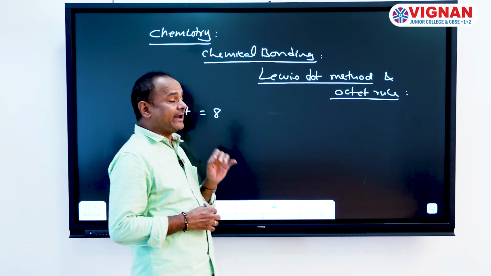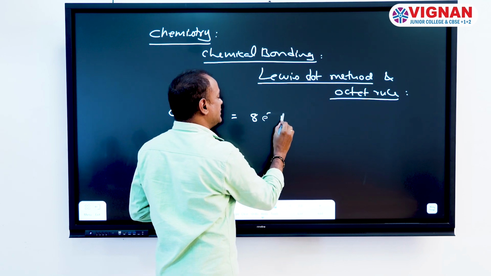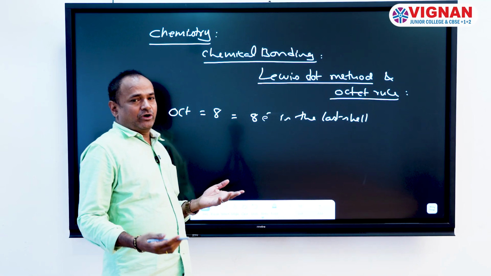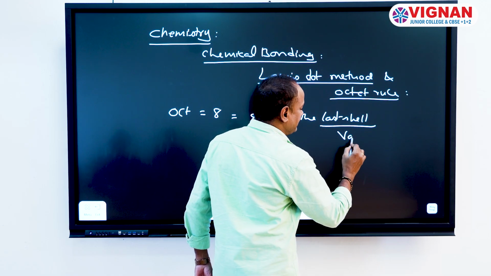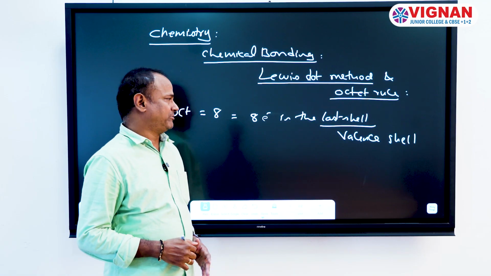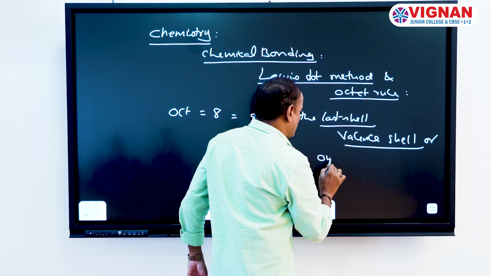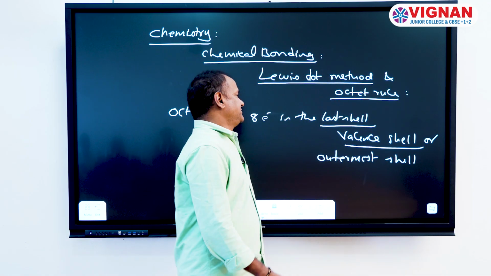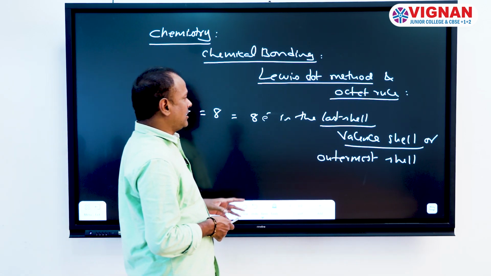But where are the 8 electrons? 8 electrons in the last shell, the outermost shell. We know the name. What is the name for the last shell? The last shell is also called the valence shell. Valency or valence shell, both are the same. One more name: outermost level or outermost shell. So the presence of 8 electrons in the last shell, or valence shell, or outermost shell is called the octet rule.